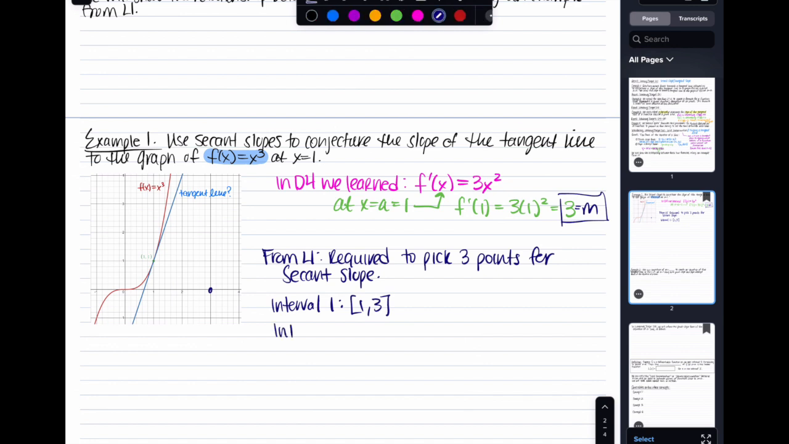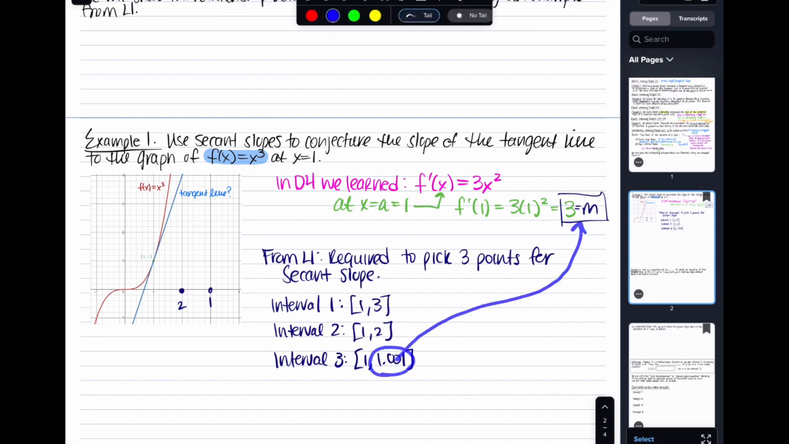Then I'm going to bring it in. I'm going to pick something less than 3. I still can't see this one on the graph, unfortunately, but that's going to be the one here. So this is number 1, this is number 2, and then on interval 3, and you don't have to do this, but I encourage you to, pick something really close to 1, because that value you get should be really close to the tangent slope, which we know is 3.